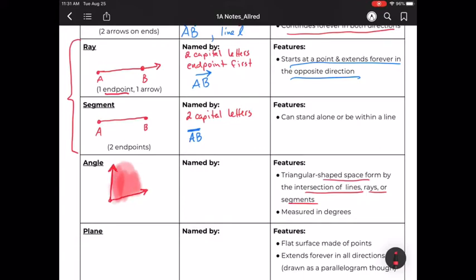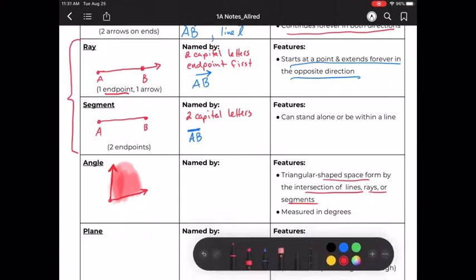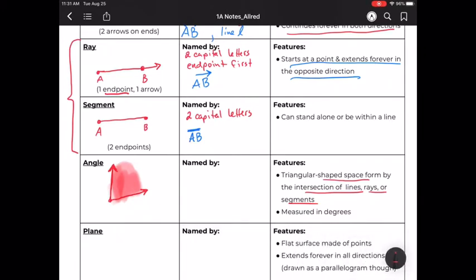That space is the angle. Okay, now the way we name an angle, there's a couple different ways. One way is just to assign it a number. If they just give you a number, I can call that angle 2. And it would look like this. Angle symbol, there's your symbol for angle, with a 2, if it has a number.